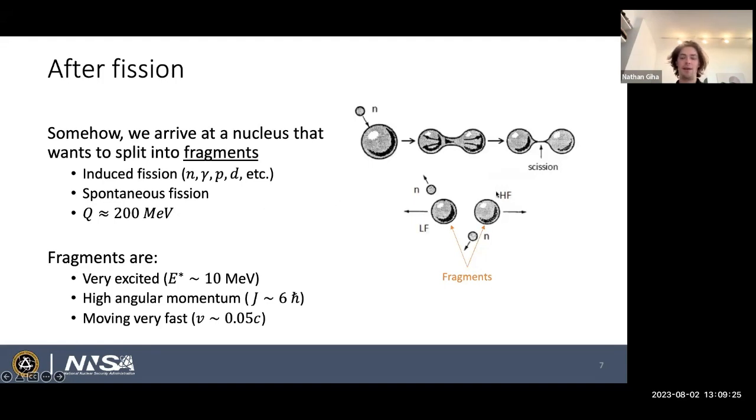And now we are finally at the after. After the scission, the fragments are separate bodies. They're very excited. They have excitation energies of 10 MeV or more, maybe sometimes less. They have pretty high angular momentum. Again, this is just an order of magnitude. They can have quite a bit more, like 4 times more, or they can have even less. And they're moving pretty fast, on the order of 3 to 5% the speed of light.